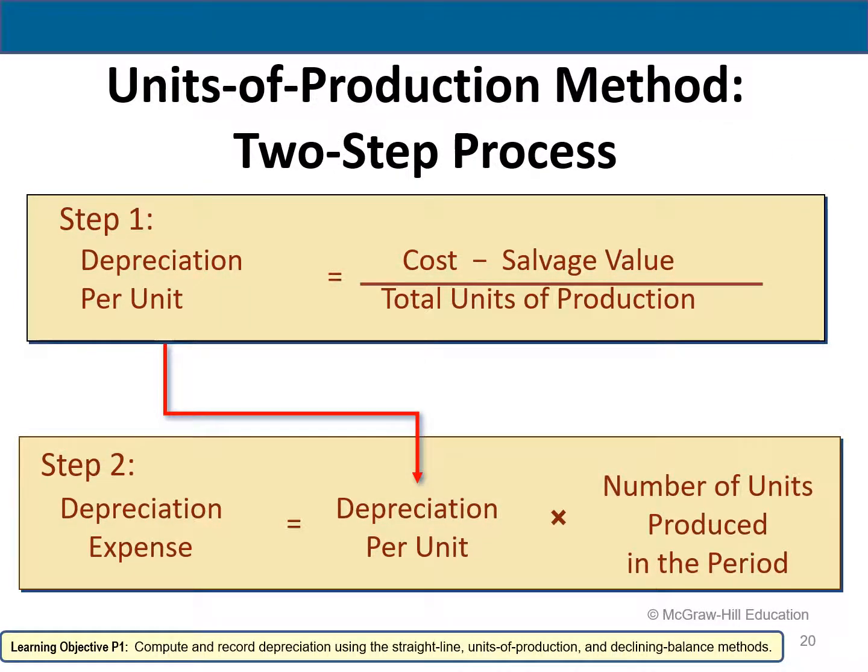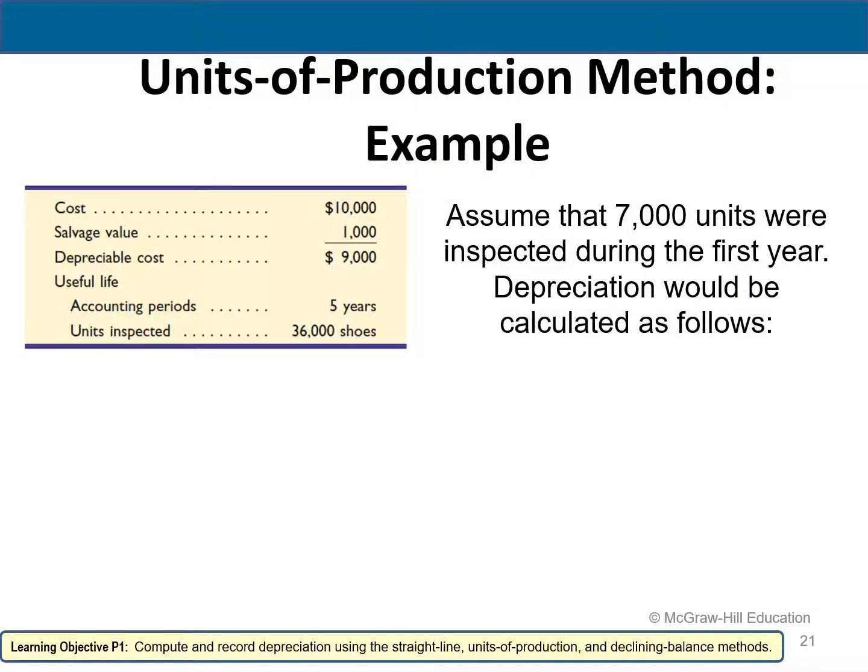Under the units of production method, there's a two-step process. First, you have to figure out what your depreciation is per unit, and then you multiply it by the number of units produced. So the formula in step 1 is not really that much different than straight line. However, rather than dividing by the total useful life, we're dividing by the total units of production. So cost less salvage value divided by units of production gives you depreciation per unit. Then you take your depreciation per unit times the number of units produced to get your depreciation expense. Okay? So let's try it.